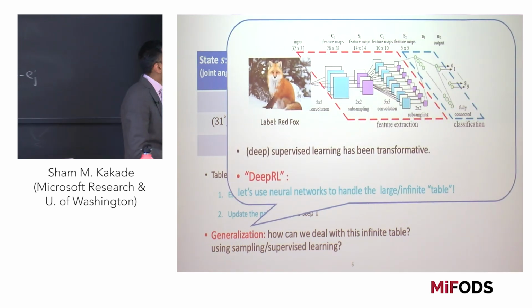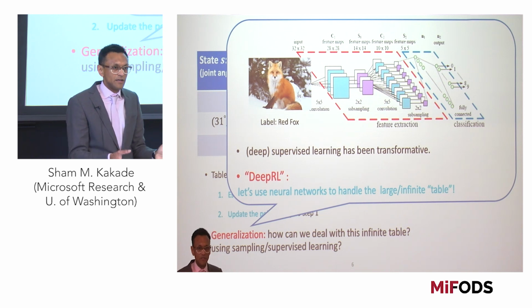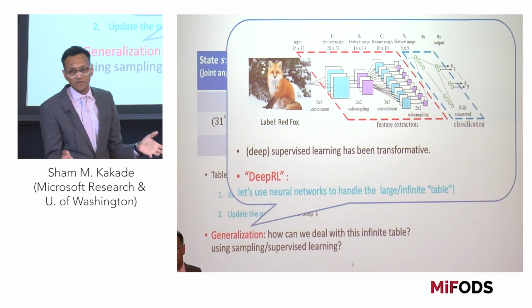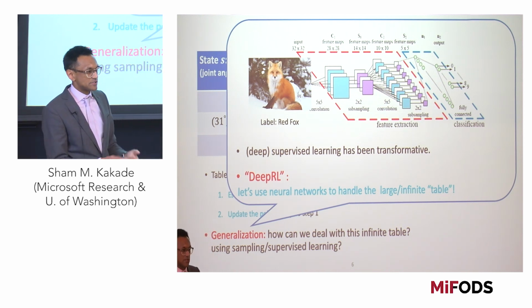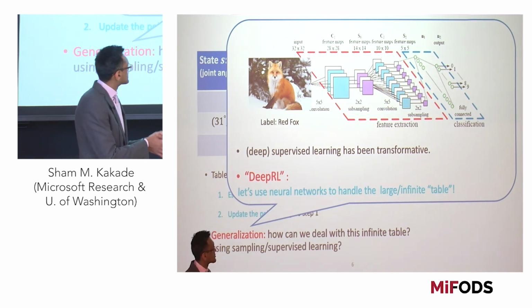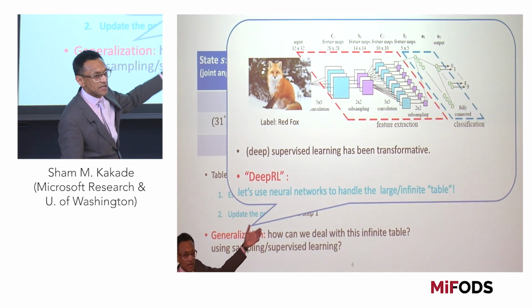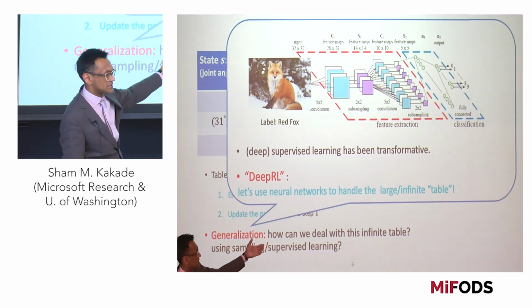This is basically the idea of these deep RL methods. Deep learning has been very, very successful in the last few years in the supervised learning context, and to a large extent, people have just tried to use these methods as function approximators in the RL setting to deal with this large and infinite table.